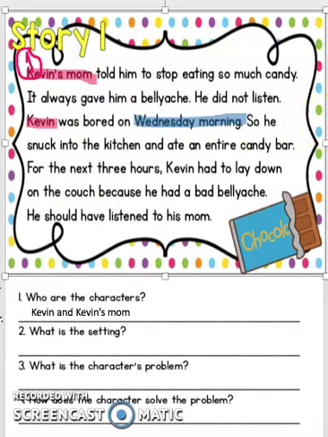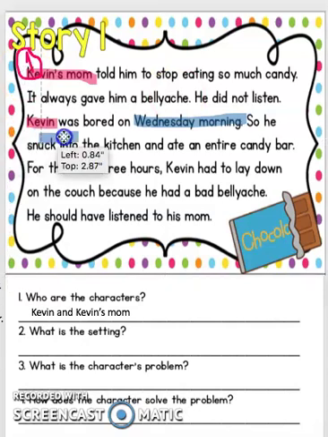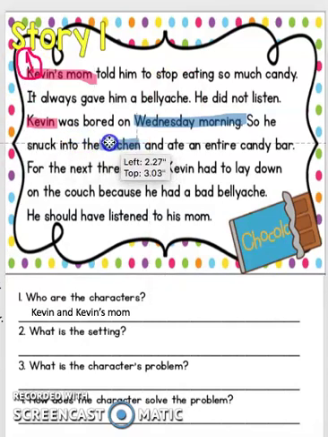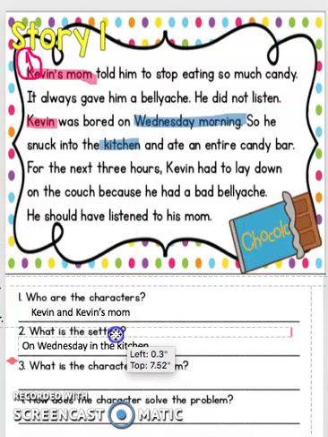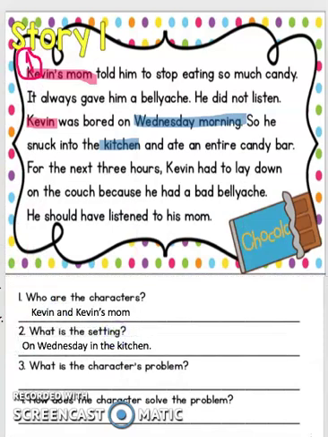Did you also remember where the story took place? Go back into the story and find it. I hope you said kitchen because you were right. Good job. Give yourself a pat on the back if you did. Now I'm going to go back and answer that on the line here. What is the setting? Wednesday in the kitchen. Great job, boys and girls.